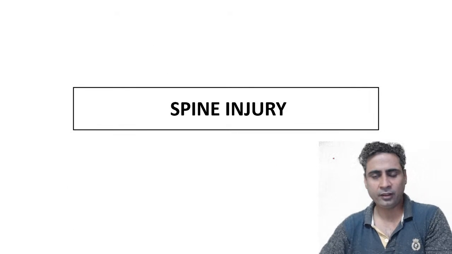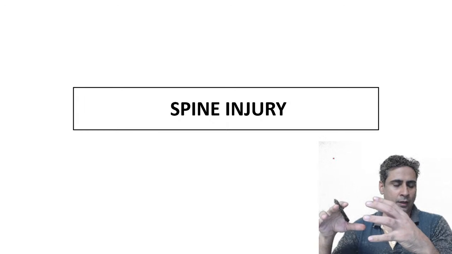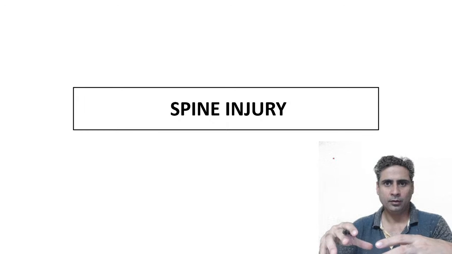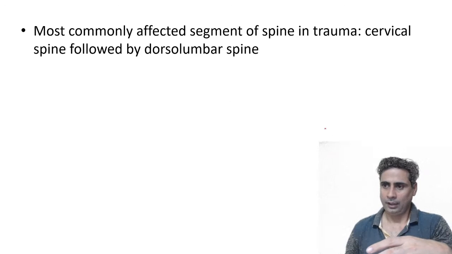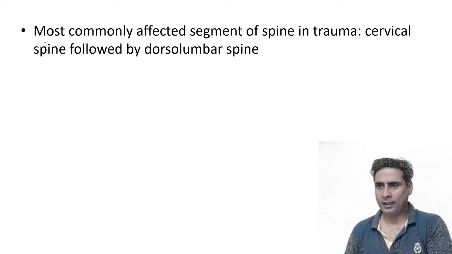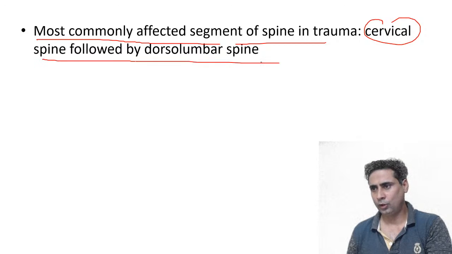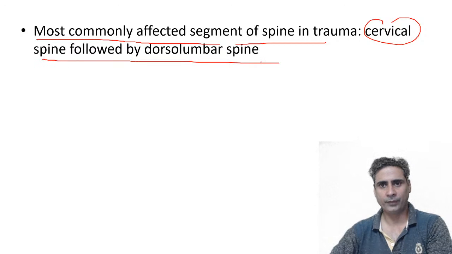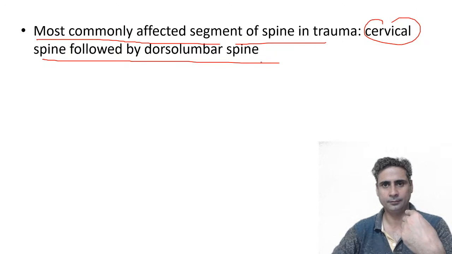Now first we will discuss the traumatic part in the spine, spinal injuries, and along with the mechanism we will see the types of injuries. In the spine, the most commonly injured part is the cervical spine, followed by the dorso-lumbar area. More than 50% of spinal injuries are in the cervical spine.